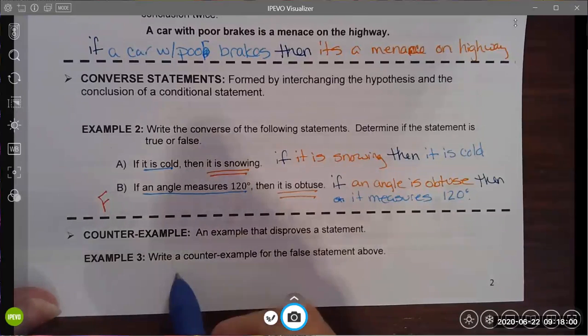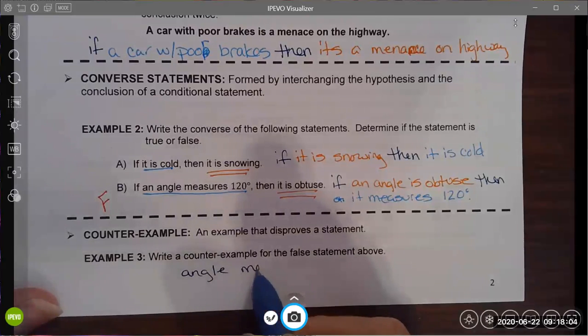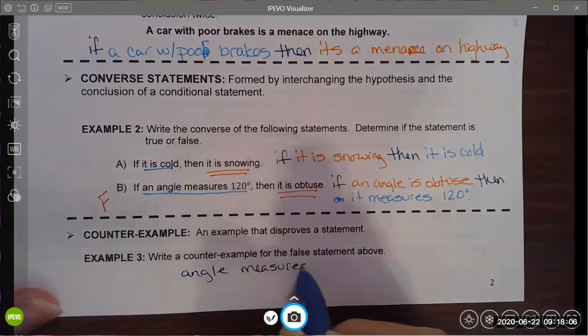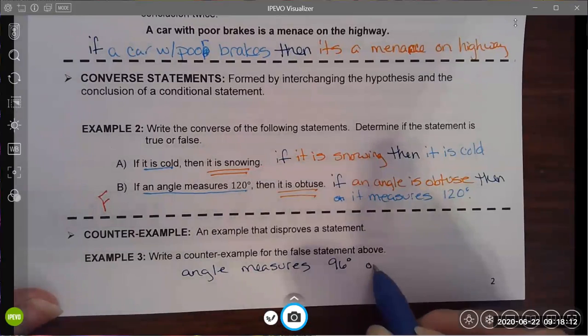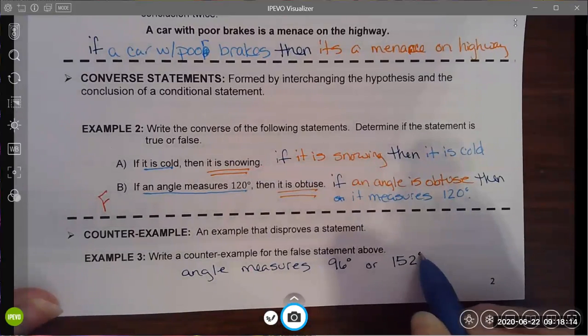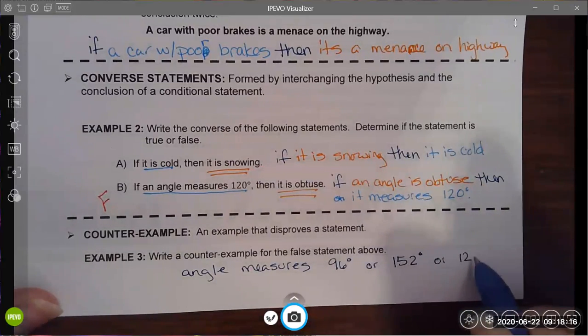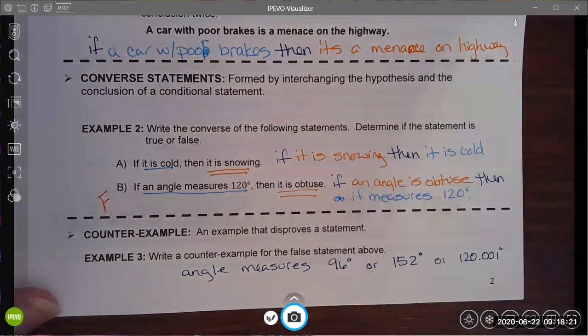So my counterexample would be an angle that perhaps measures, well, choose your favorite number. It could measure 6 degrees, or measure 152 degrees, or it could measure 120.001 degrees. All of those are counterexamples, and to prove a statement false, you need but one of them.